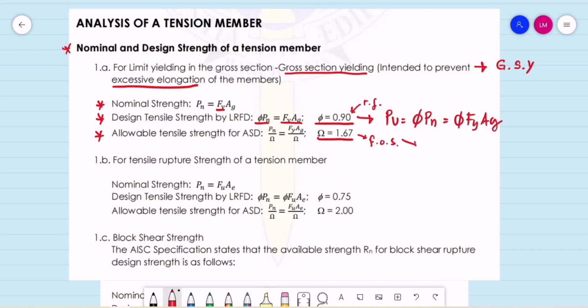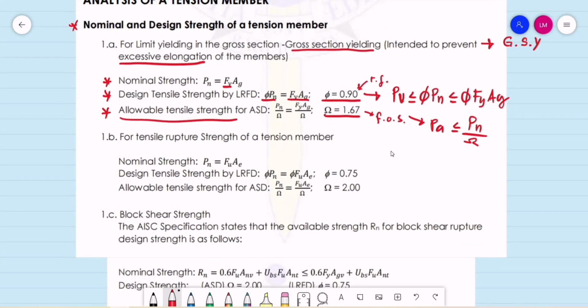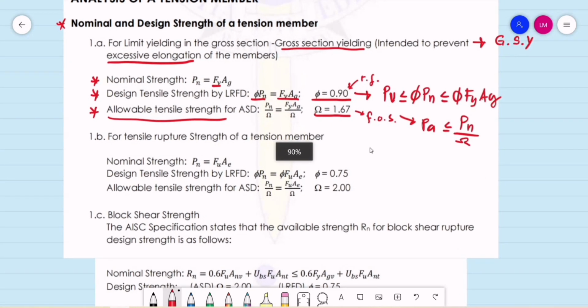So we can write the allowable tensile strength, P sub A, equal to P sub n divided by the factor of safety omega. For a safe analysis, we can write our equation in this manner: P sub U should be less than or equal to phi times P sub n, to be safe. And P sub A should be less than or equal to P sub n divided by omega. That is for the GSY, or the gross section yielding.